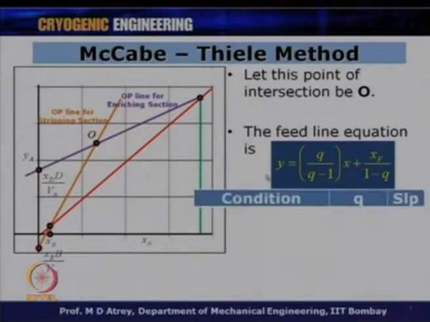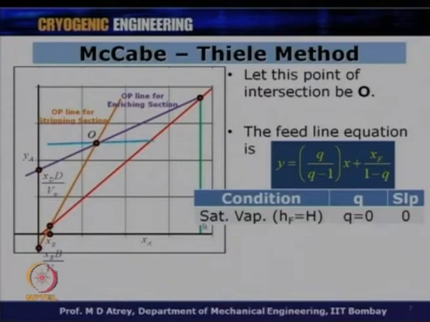Now, everything depends on the feed line condition, and the feed line condition is determined by the value of q. Namely, we have various conditions. If the feed is saturated vapor, where HF is equal to capital H, in this case q will be equal to 0, and if q is equal to 0, if you put this value into q upon q minus 1, the slope will also be equal to 0, and therefore this line is going to be horizontal, or parallel to the x axis. Alright. So, depending on the feed condition, the slope of the q line will change.